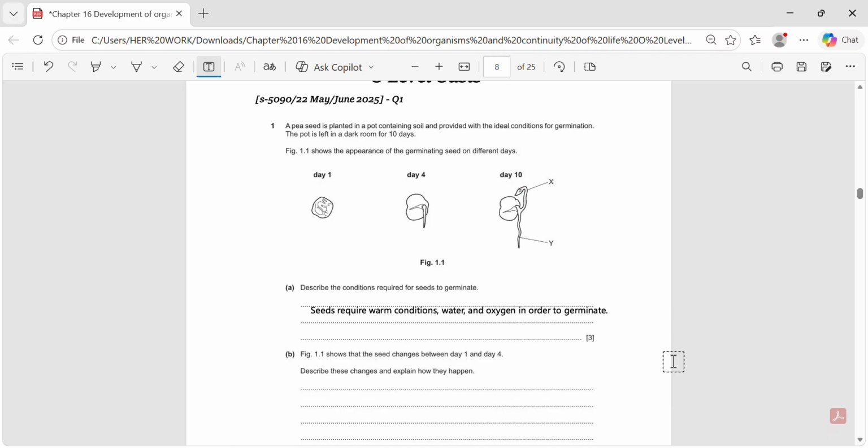Then the next part says, figure 1.1 shows that the seed changes between day 1 and day 4. Describe these changes and explain how they happen. In simple terms, this is asking us to explain what physical and internal changes occur in the seed during early germination and why they occur.